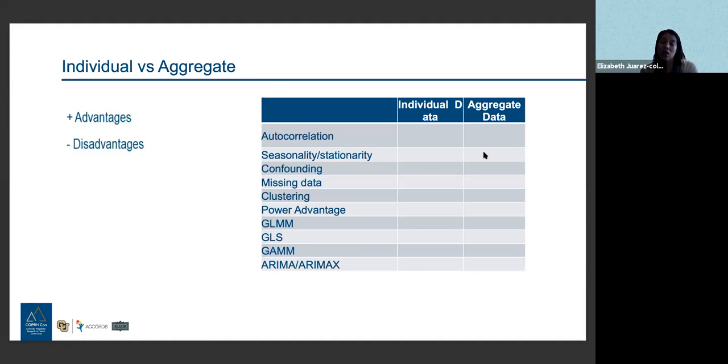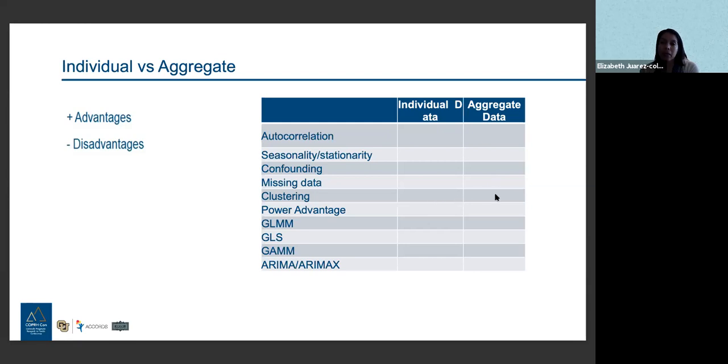Seasonality and stationarity also very likely need to be addressed for aggregate data, but not an issue for individual data. Confounding, both, really needs to be addressed in both. And that again depends on the variables that are measured. Missing data, addressed in both, but if there are differences in terms of missing patterns, it might be more of an issue for aggregated data than for individual data.